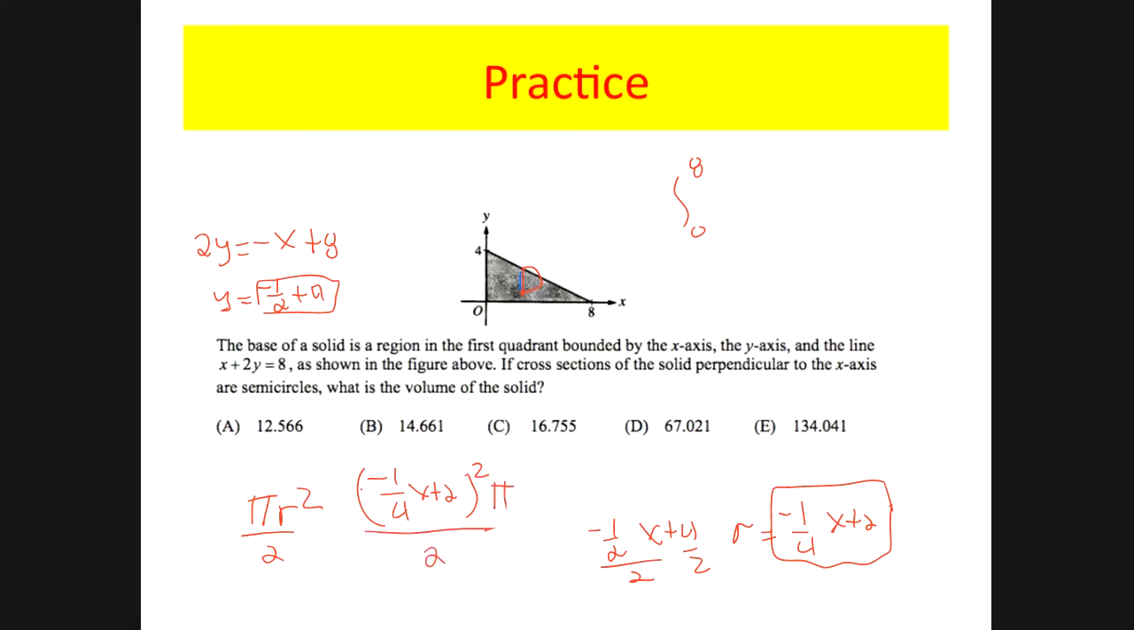Is that the correct formula there? Is that what you had, Caleb? So I'm going to put that up here. So I've got negative 1/4 x plus 2 quantity squared pi over 2. Uh-oh, Henry got C. Oh, that's a huge difference of an answer. 16 to 67.